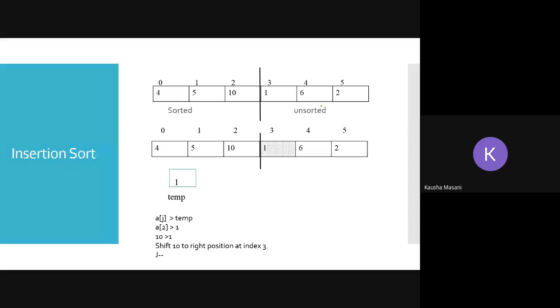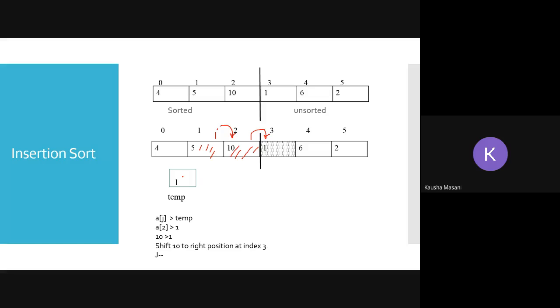Okay. Now comes the fourth pass. Again, take 1 from its index, place it inside temp. Compare it. Start the comparison from here. Compare 10 and 1. Is 10 greater than 1? Yes. So shift 10 one index towards its right. Okay, so now this particular section is empty. Again compare 1 and 5. Is 5 greater than 1? Yes. So shift this 5 one index towards its right. Right? So now this part is empty.